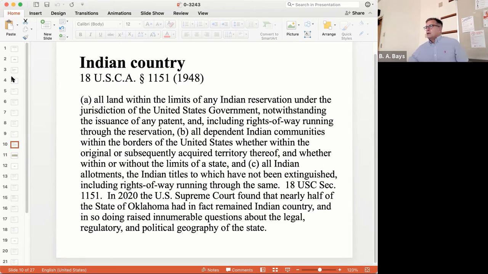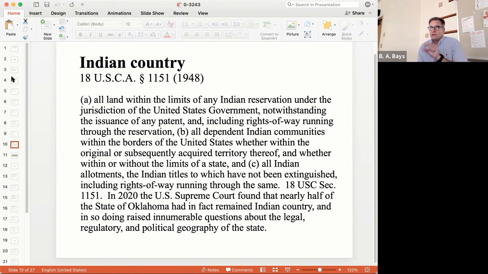So the land within the limits of any Indian reservation under the jurisdiction of the United States government, in spite of the issuance of any patent. Okay, so even if a patent has been issued to an allottee, what can happen to that? Even though a patent is issued, the allotment may still be under restriction from sale, restriction on alienation. So that's why you have restricted allotments and allotments that are tribal or allotments in trust.